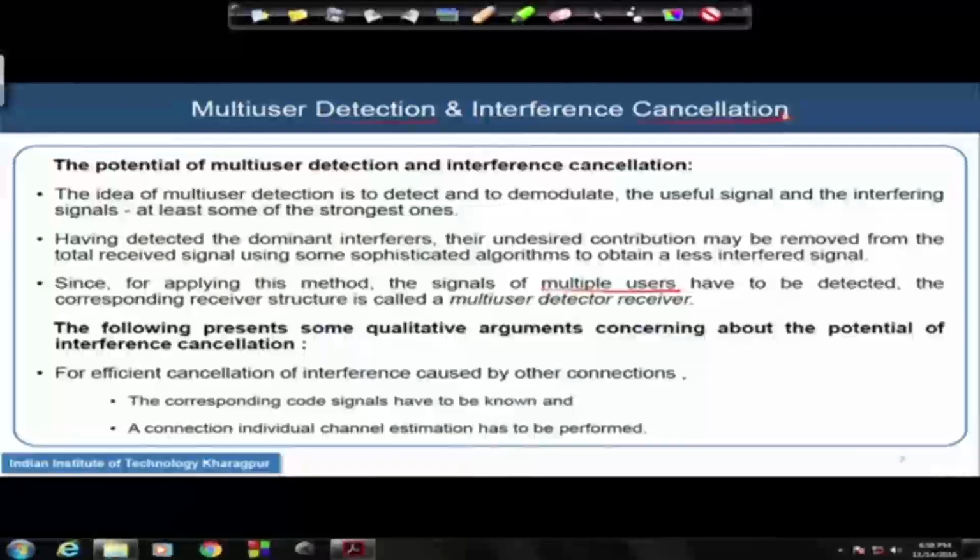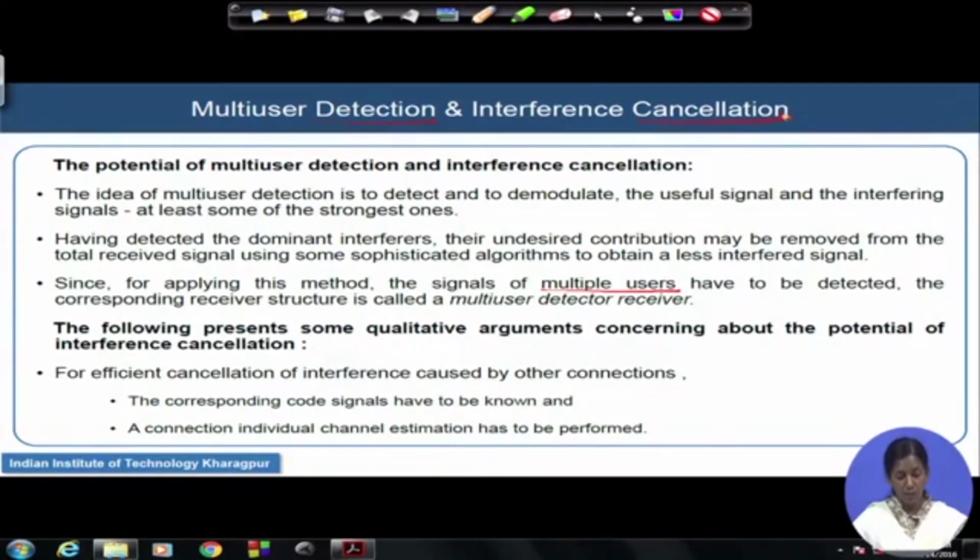And for efficient cancellation, you can ask yourself what we need, and you will get the answer: in order to get the detection, we need to know the different codes, the a priori information of the codes used for the different users. And also the individual channel estimation, the connection between the different users, so the channel estimated value or the a priori information of the channel also needs to be known.